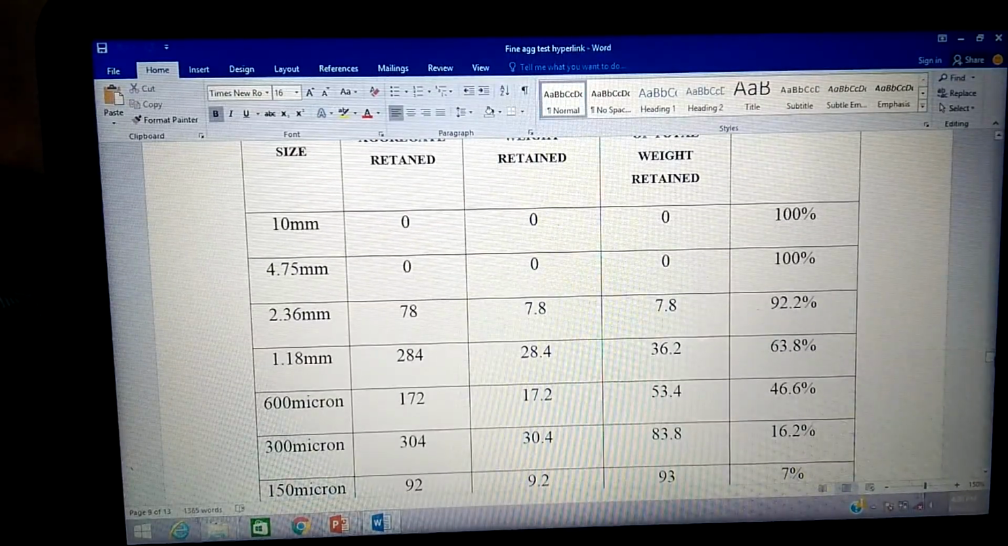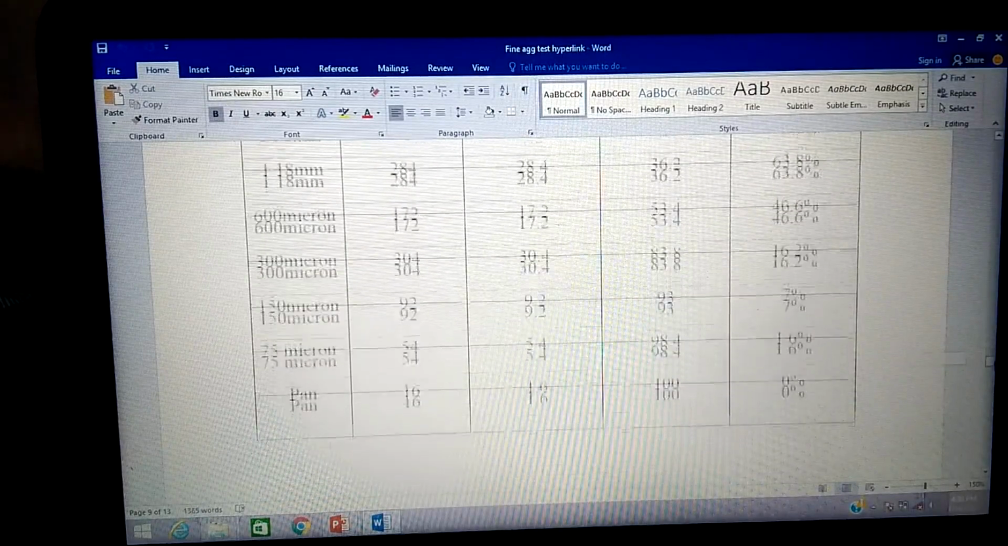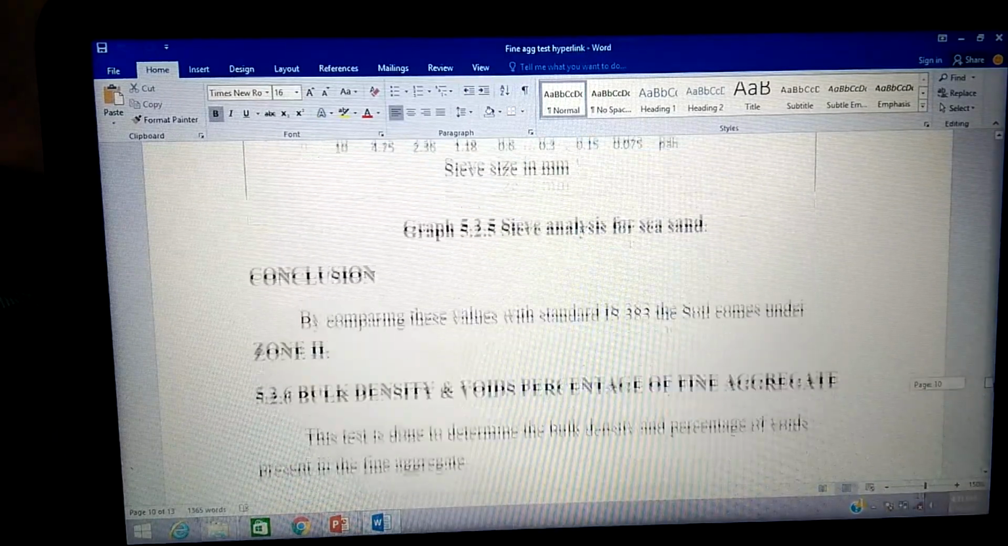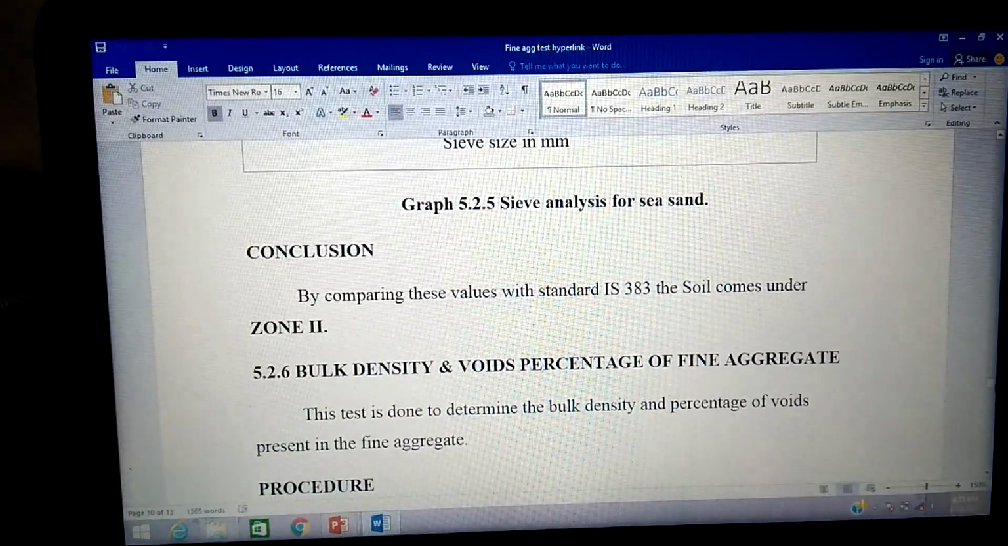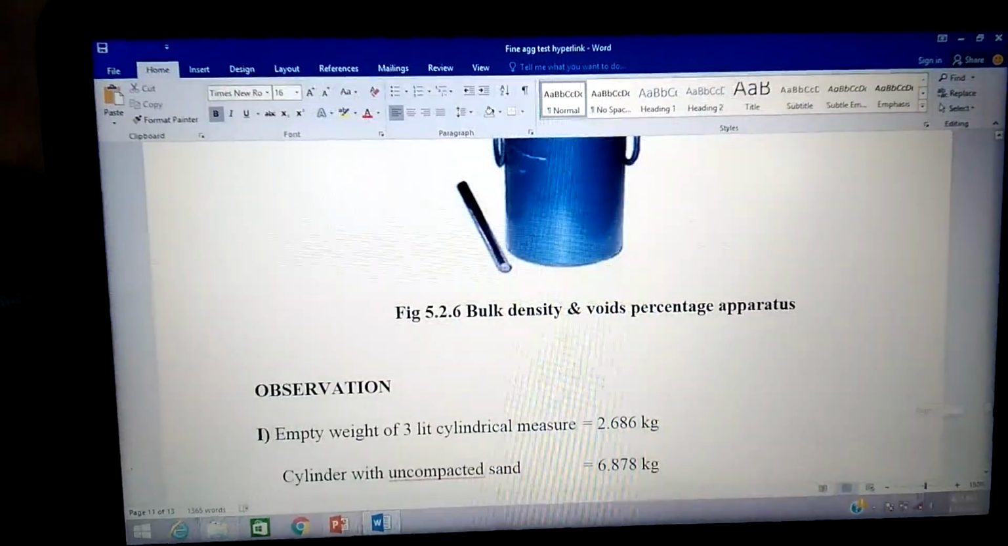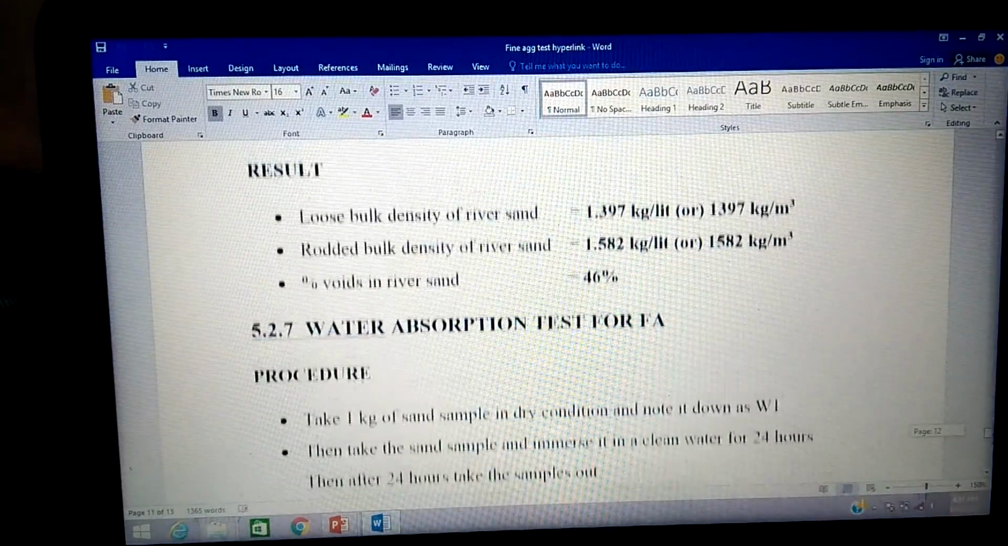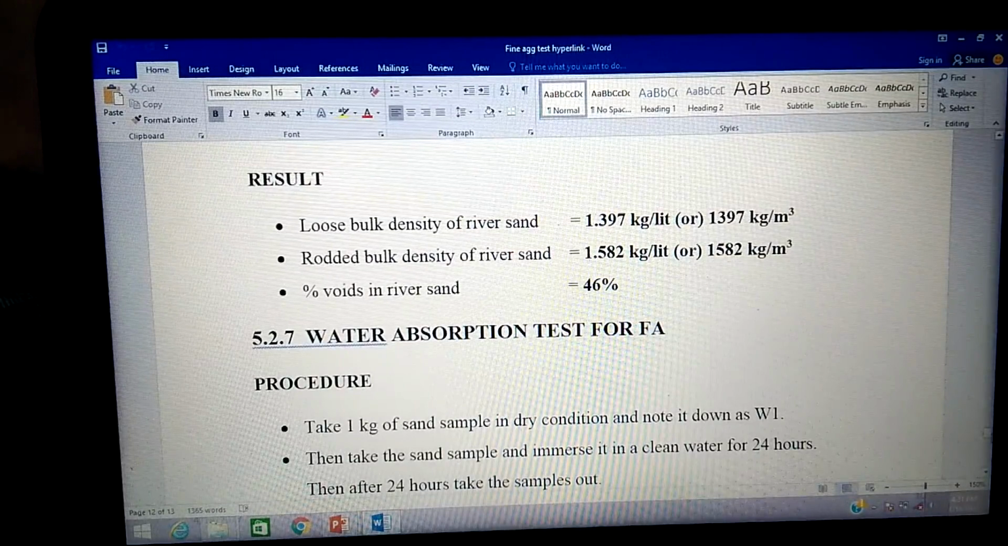Similarly, we have done it for sea sand also. This is the sieve analysis chart for sea sand. Here also we proved that it comes under zone 2 by comparing with IS 383. Next, density test has been done on our sand. As a result, we got loose bulk density of our river sand as 1.397 and rodded bulk density as 1.582, and percentage of voids is 46%.